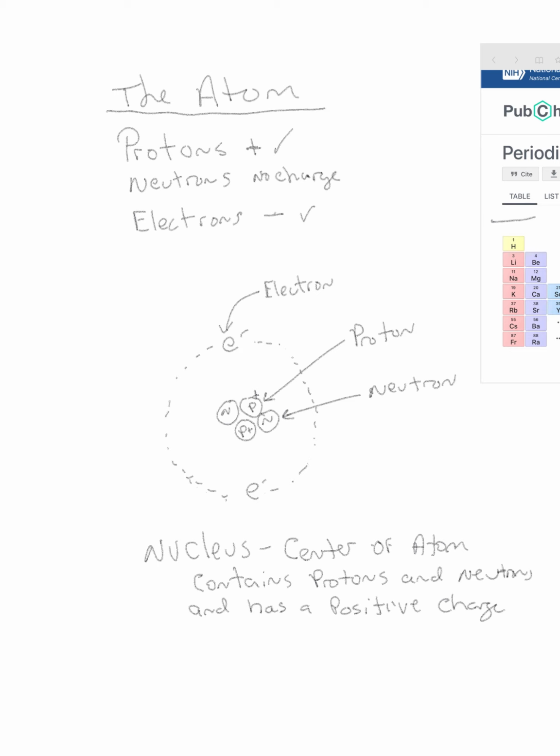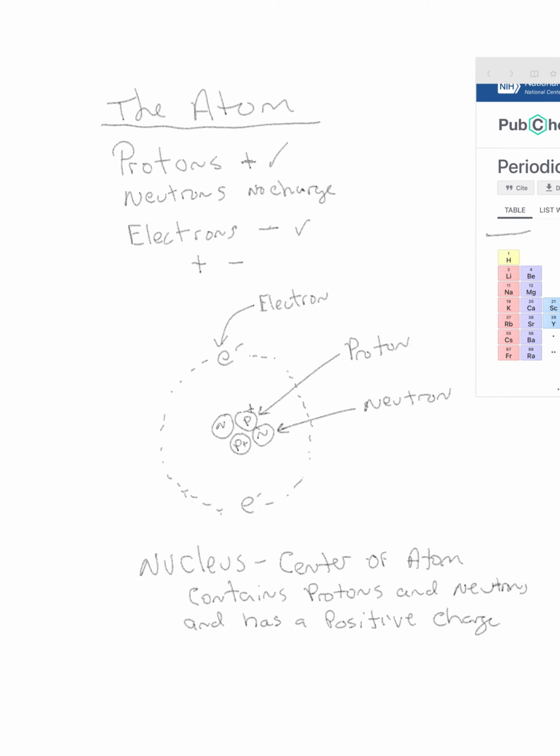So if I have one proton and one electron and I put them together, their charges are going to cancel each other out, and it's going to result in a neutral charge. If I have more positive charges than I do negative charges, it's going to be positive. So in other words, if I have more protons than electrons, the atom will have a positive charge. If I have an atom that has more negative or more electrons than positive protons, it will be negative.